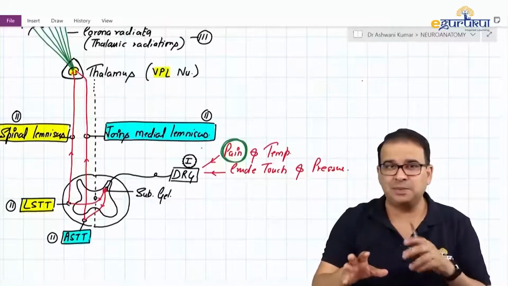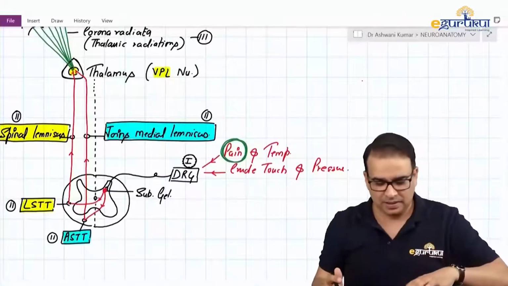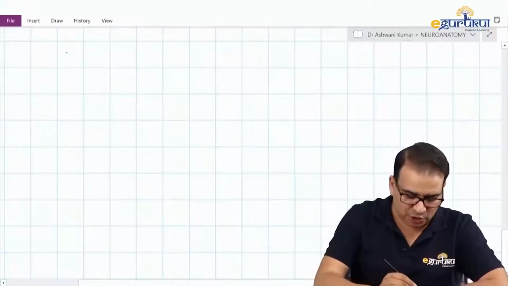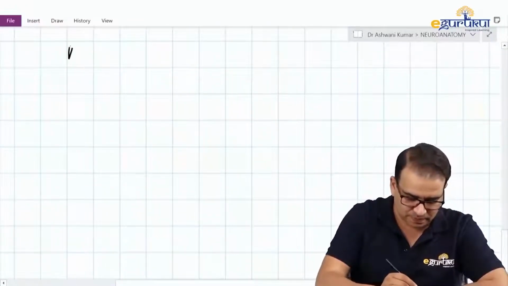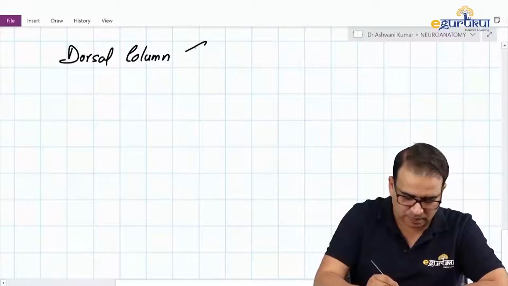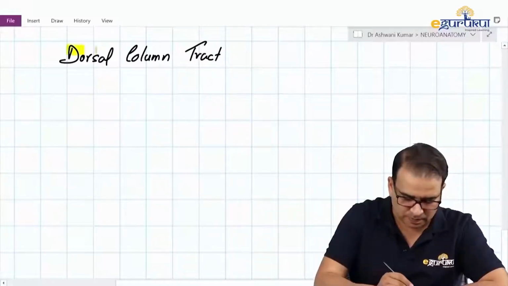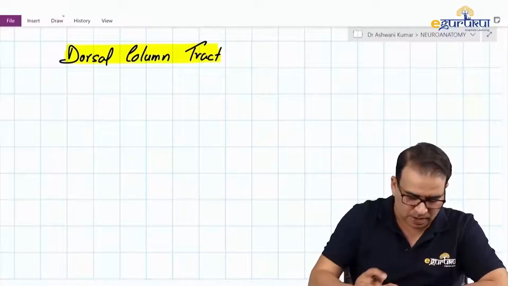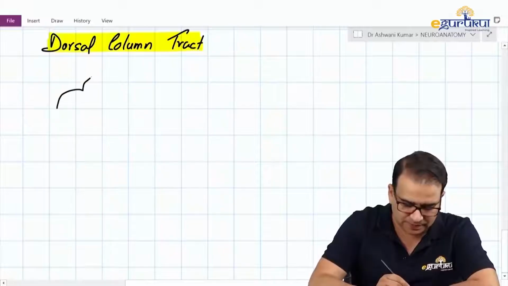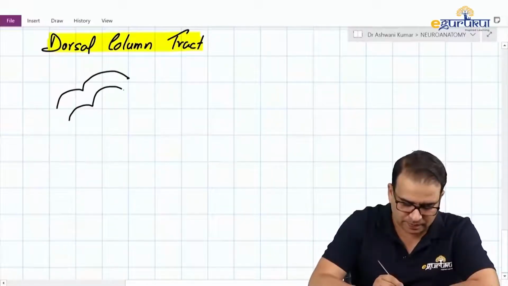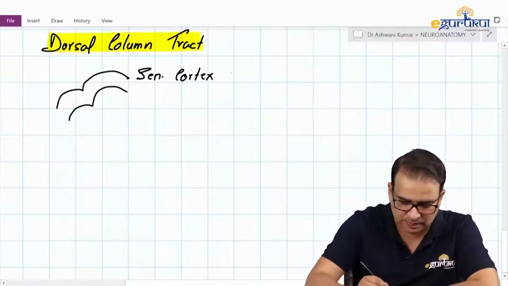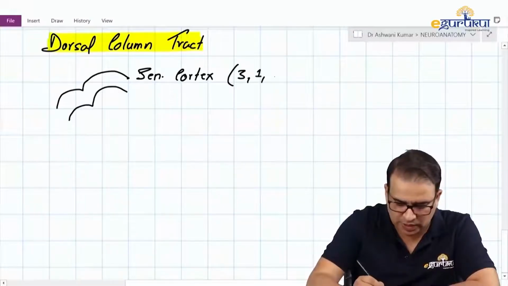But you will not have the same simple arrangement for the other tracts like the dorsal column tract. It's not the same story. So the second important major tract we're discussing here is the dorsal column. Once again, we're going to draw the same plot, guys. The sensory cortex here. That's the sensory cortex, areas number 3, 1 and 2.